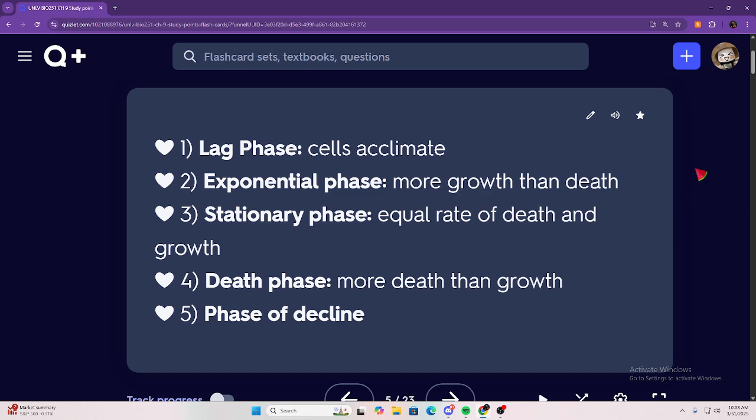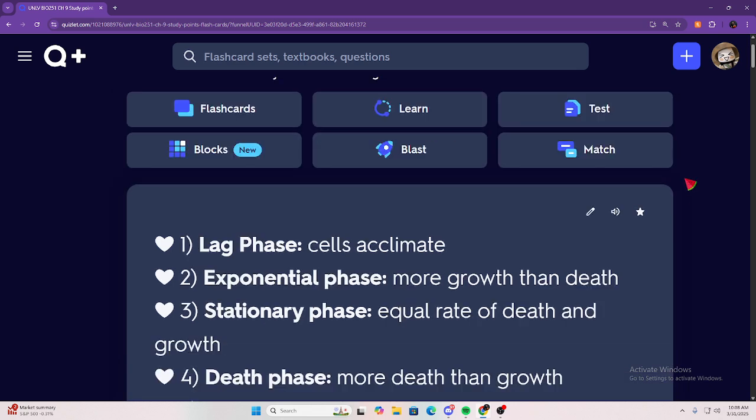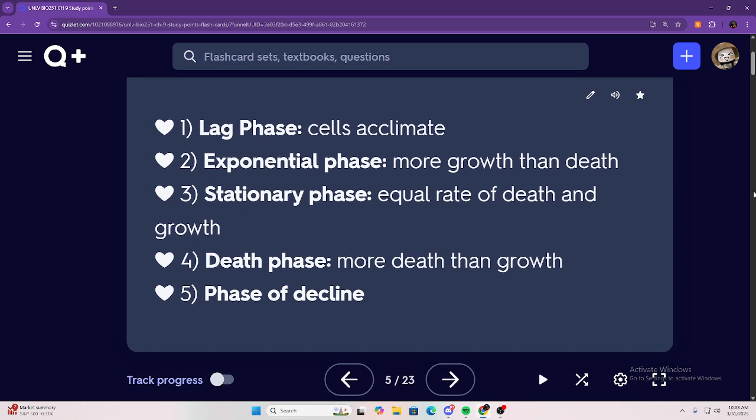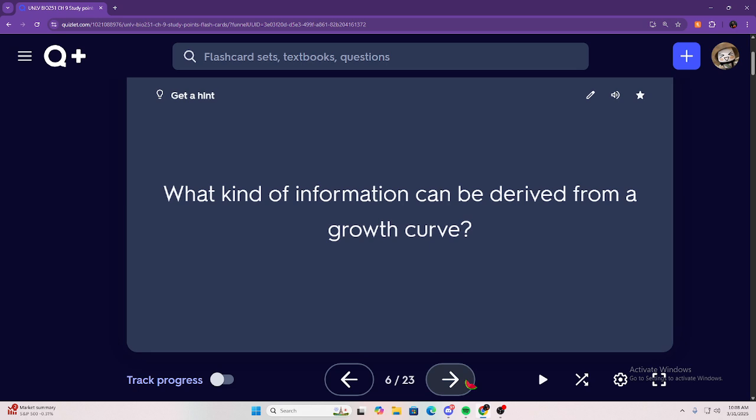And then stationary phase is where after all that growth, the growth curve levels out and there's going to be an equal rate of death and growth. The death phase is where we see that decline from stationary phase. So the growth curve is declining down, and that's because we see more death of bacteria than growth. Phase of decline is where it eventually starts to level out towards the bottom of the graph.